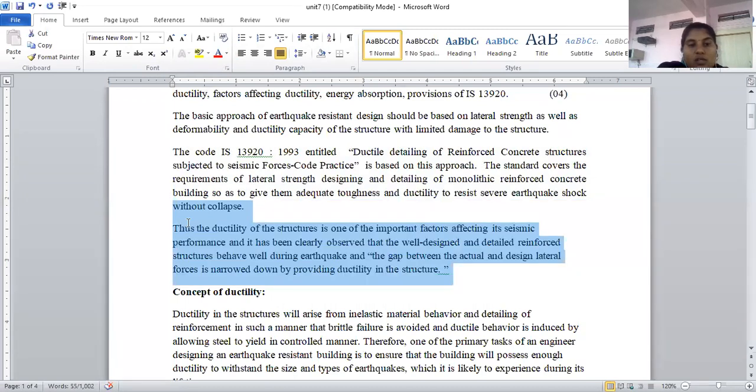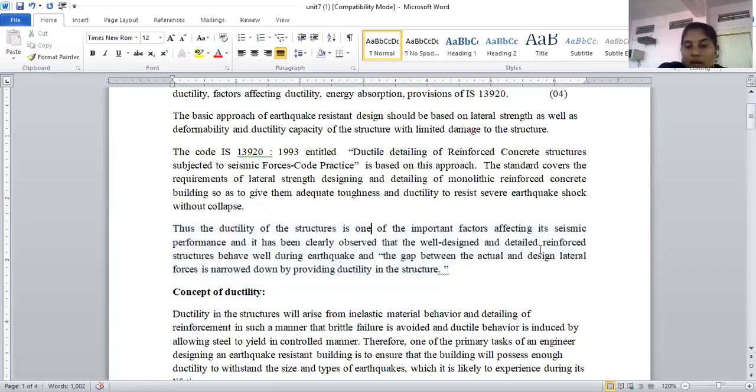Next, the ductility of the structure is one of the important factors affecting the seismic performance. It has been clearly observed that well designed and detailed reinforced structures behave well during earthquakes, and the gap between the actual and the designed lateral forces is narrowed down by providing ductility in the structures.